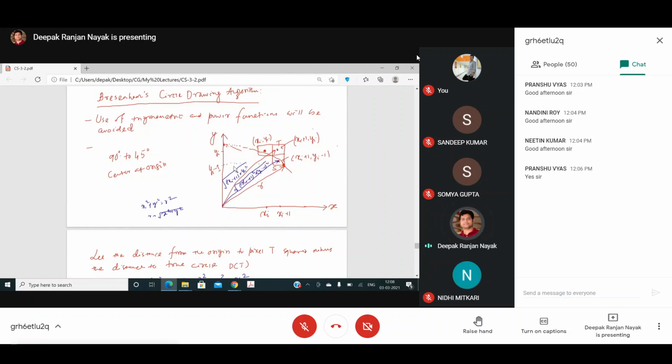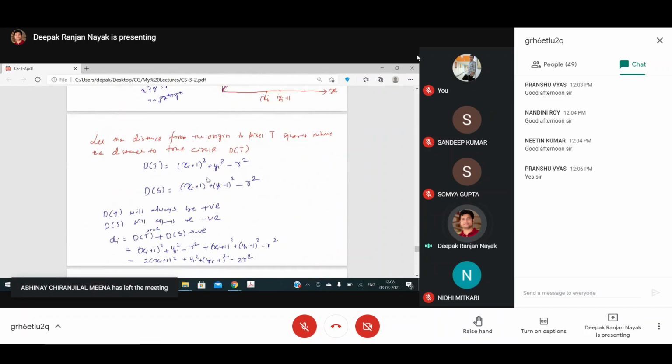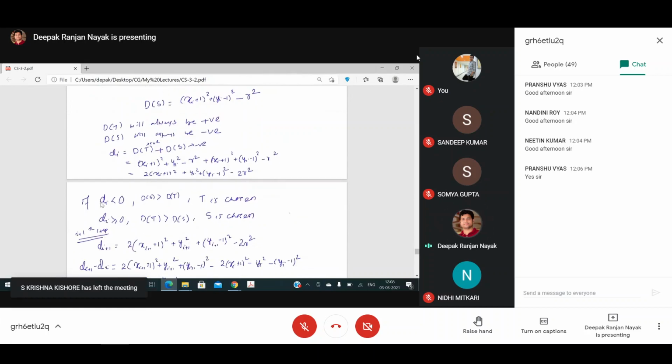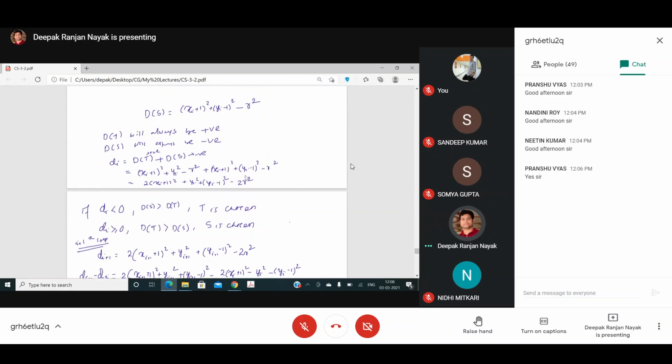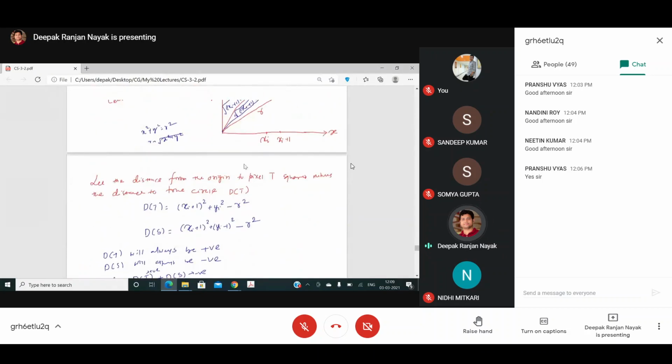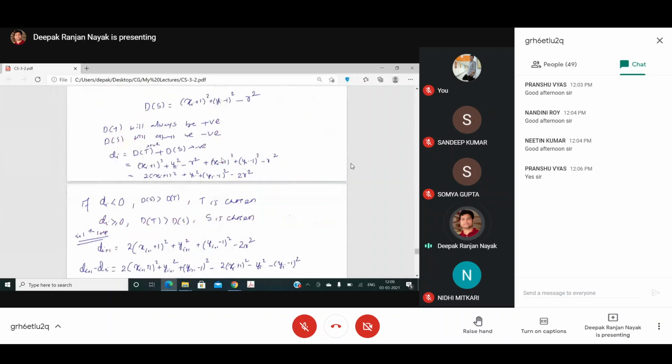Accordingly we find dt and ds, then the decision variable is dt plus ds, where one is positive and one is negative. Based on the sign of di, if di is less than 0, that means the negative term is more, so ds is greater than dt, and you have to choose t, the top pixel. If di is greater than or equal to 0, you have to choose the s pixel.